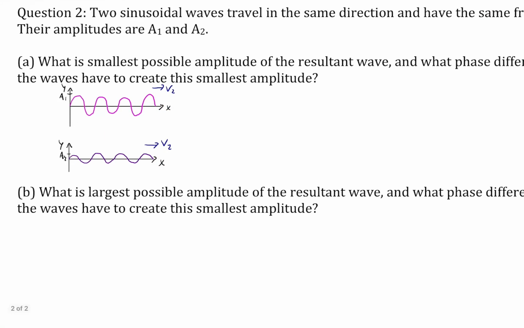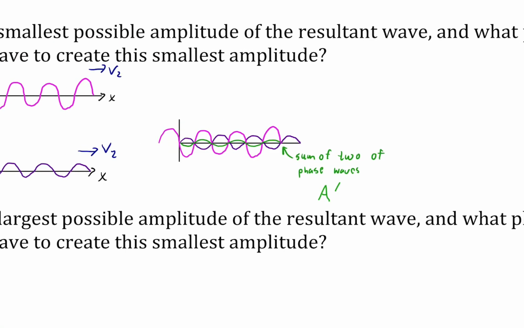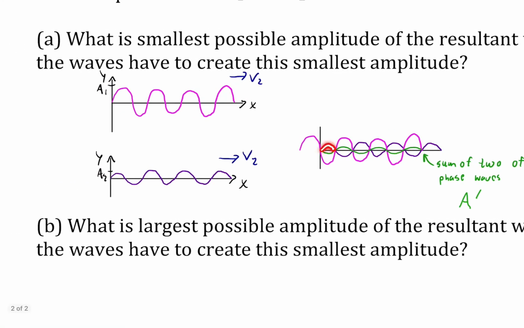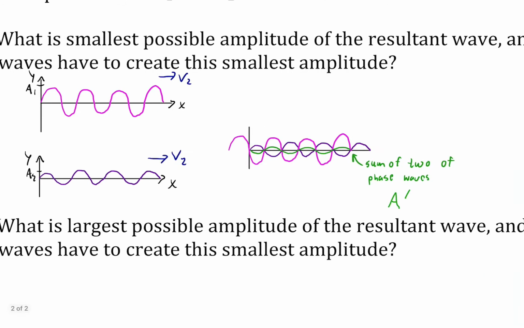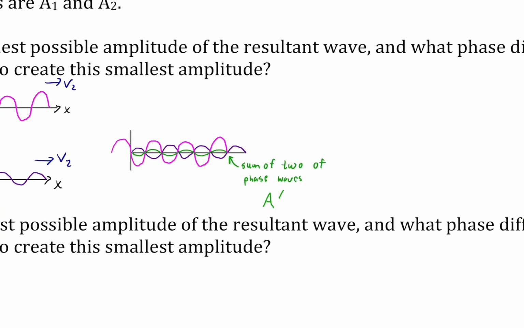Okay, so now let's imagine what happens when those waves coexist. Well, if they coexist in such a way that they're going to have the smallest possible amplitude, that means we need them to cancel out as much as possible. So we need wave 2 to be a crest when wave 1 is a trough, and vice versa. And then the sum of the two waves will be the green wave, which is A prime. Notice that A prime is not just flat because the amplitudes are not the same. If the amplitudes were the same, they would completely cancel out.